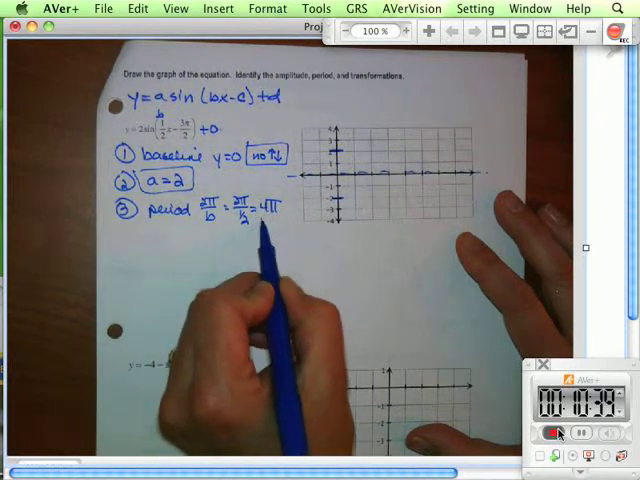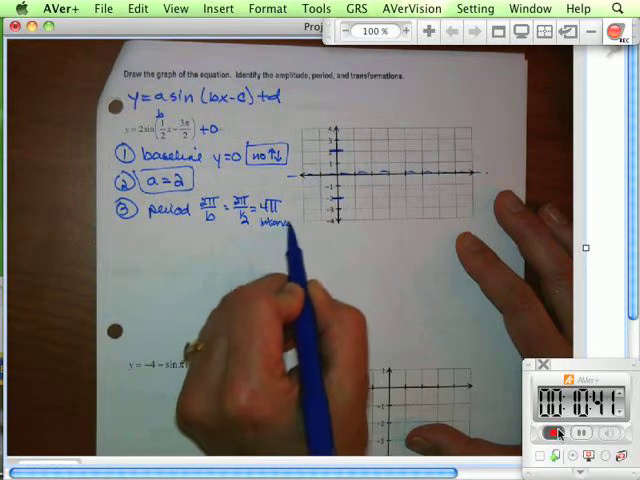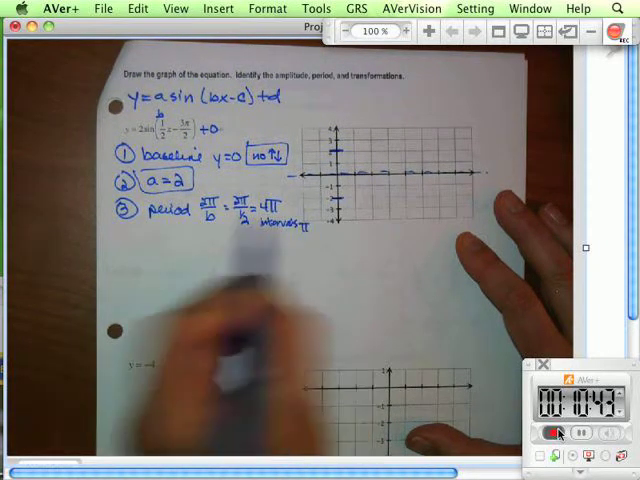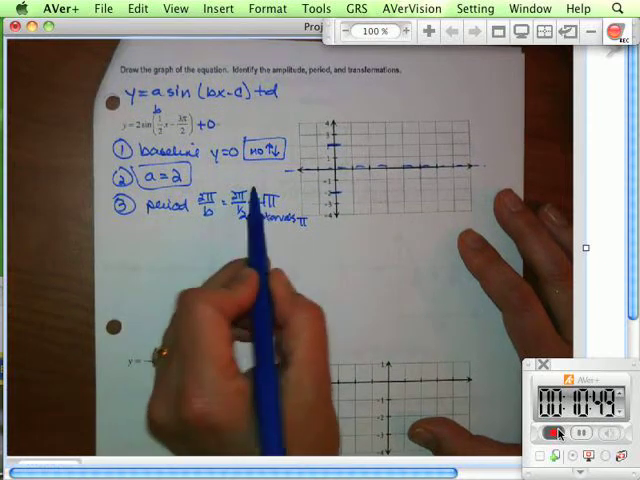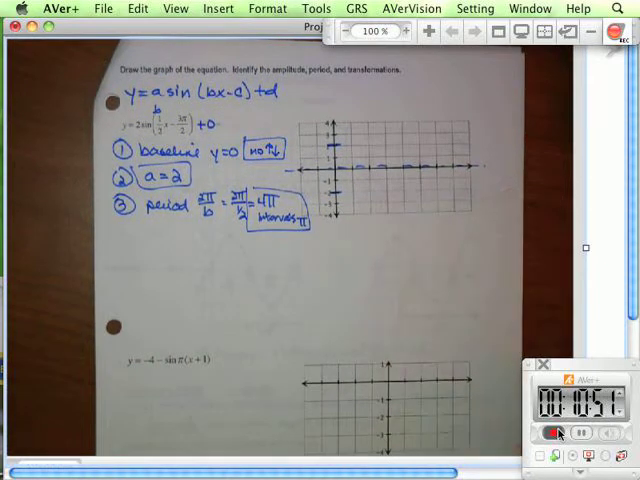What are my intervals going to be? Just pi, because you divide by 4. So I'm going to be going up by pi on my graph. So I'm keeping that straight. Each cycle is 4 pi.